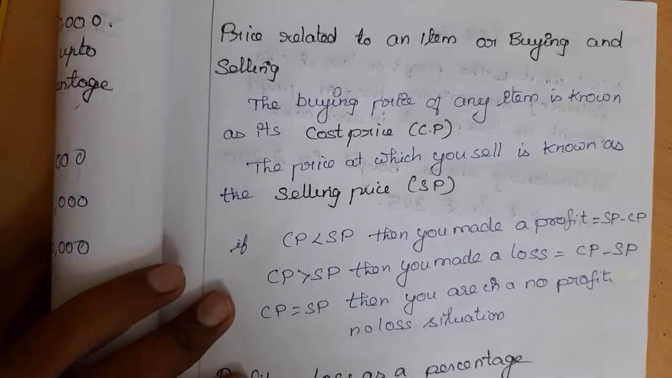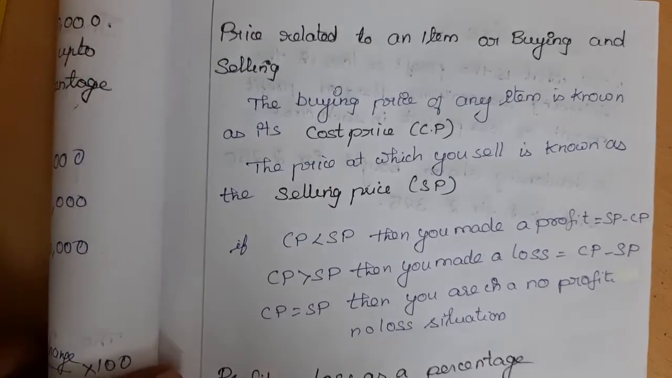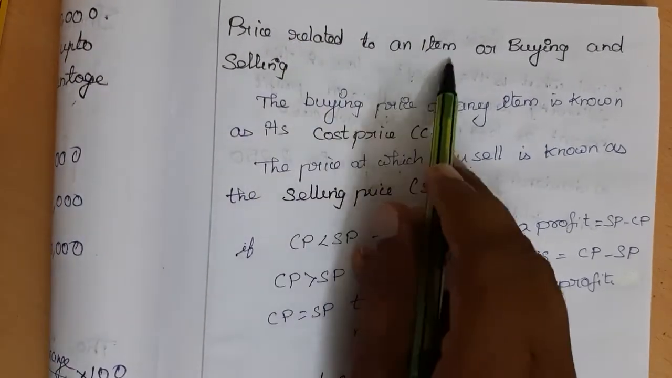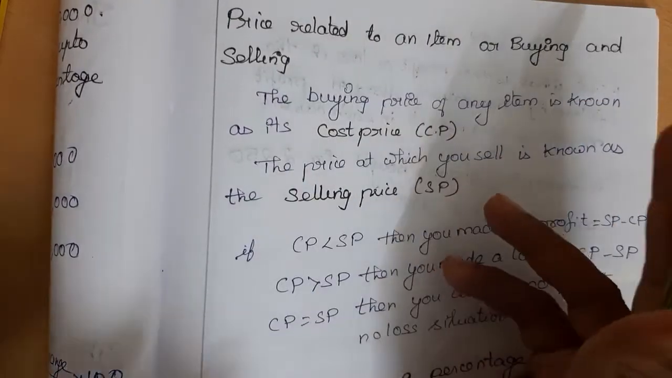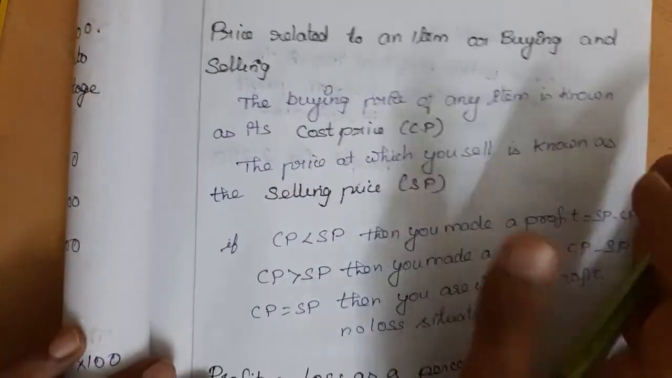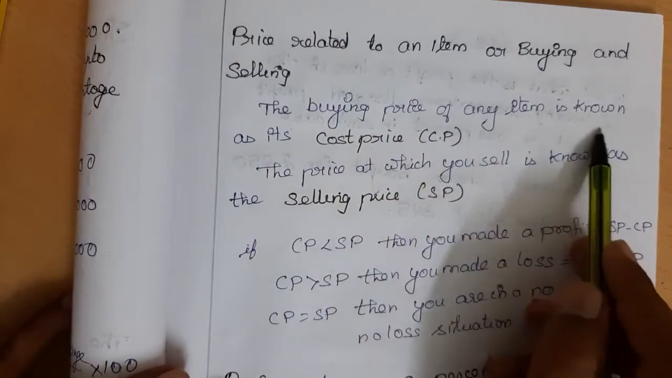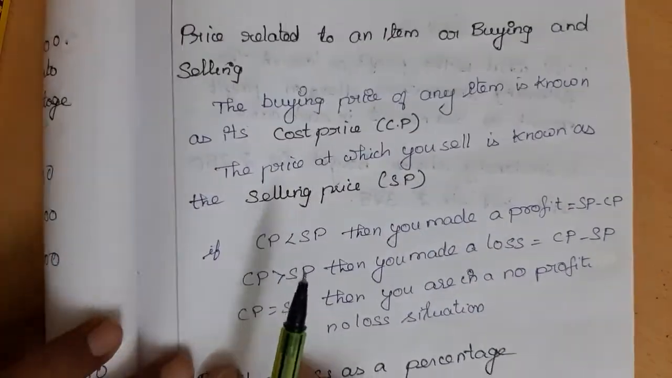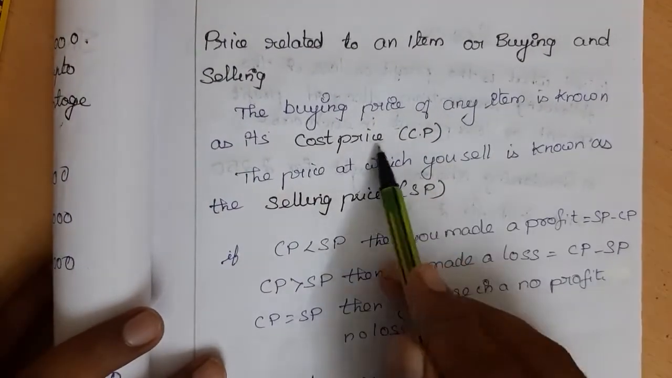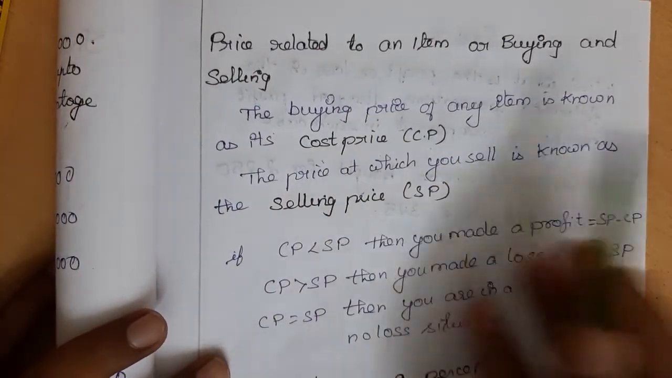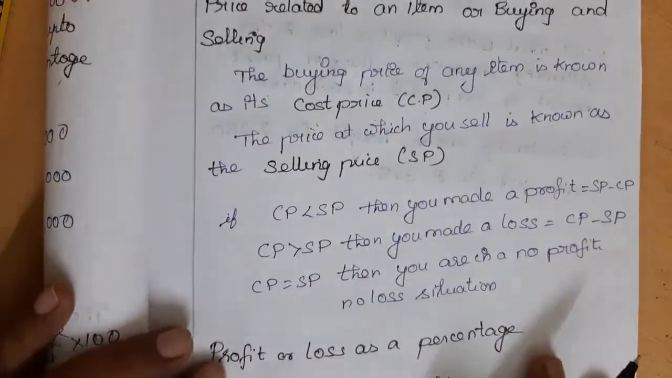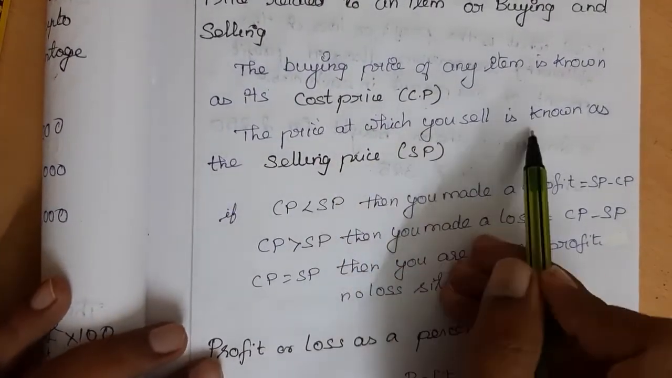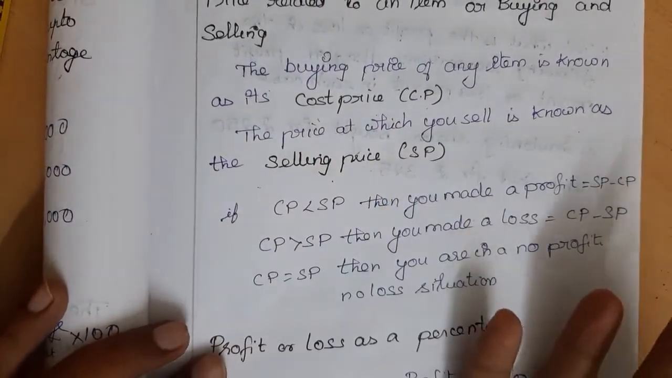We're going to see about profit and loss. Price related to buying and selling involves profit and loss. The buying price of any item, the amount at which we bought it, is known as its cost price, CP, and the price at which you sell is known as the selling price, SP.